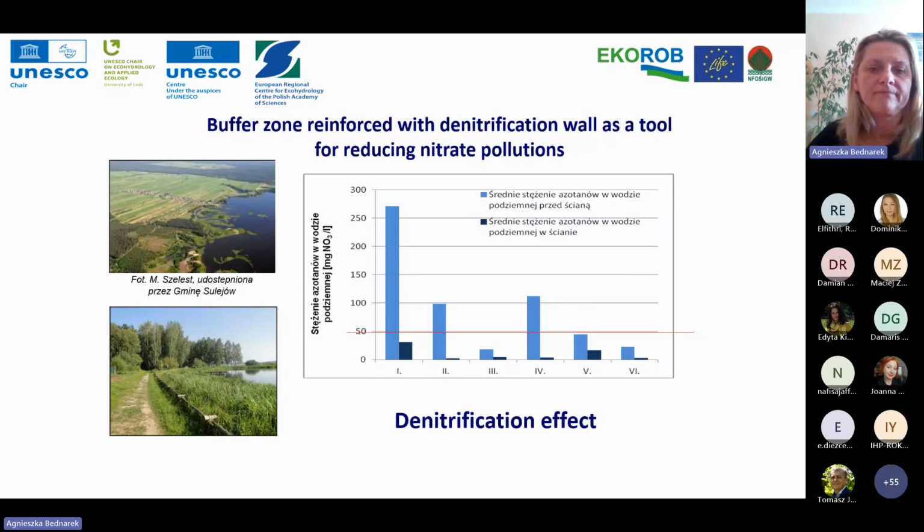So what is the effect? After 1 year of investigation of this barrier in the field, we observe more than 60% reduction of nitrate nitrogen. The dark blue bars are the concentration of nitrate nitrogen in groundwater after the barrier, and the light blue is before the barrier. So after the barrier, in all of our points, we achieved a nitrate nitrogen level below 50 milligrams per liter. This is the red line, and this is the Nitrates Directive limit for nitrate nitrogen.